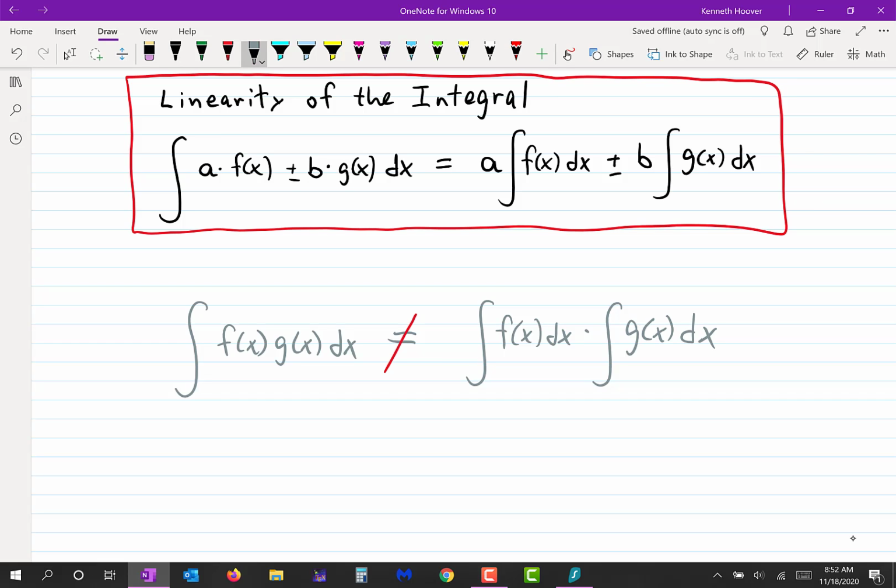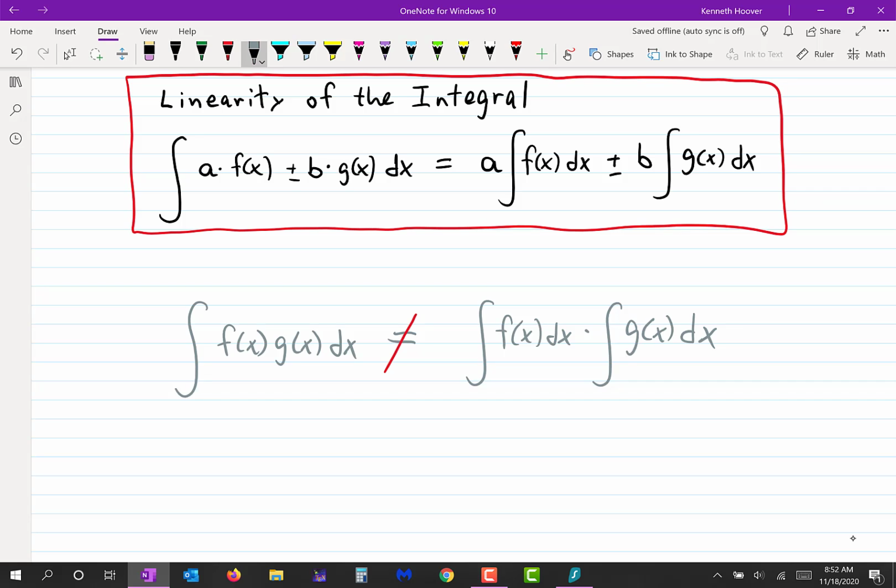And the reason why is because the derivative of f times g is not the derivative of f times the derivative of g. The product rule was much more complicated than that. So the integral of products is much more complicated than that.